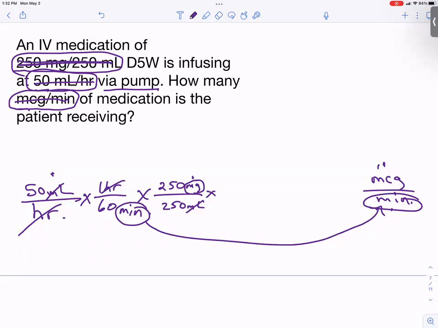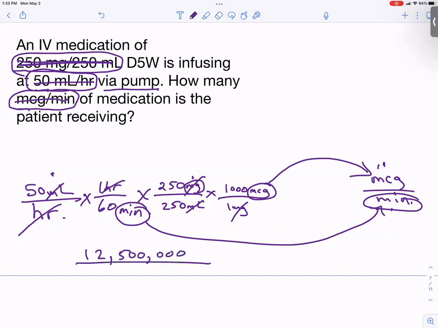I go to my conversion vault. 1 milligram is equal to 1,000 micrograms. That gets rid of milligrams, and guess what? I have micrograms in my numerator. So now I'm ready to solve. So 50 times 250 times 1,000 is some crazy number like 12,500,000. And 250 times 60 is 15,000.